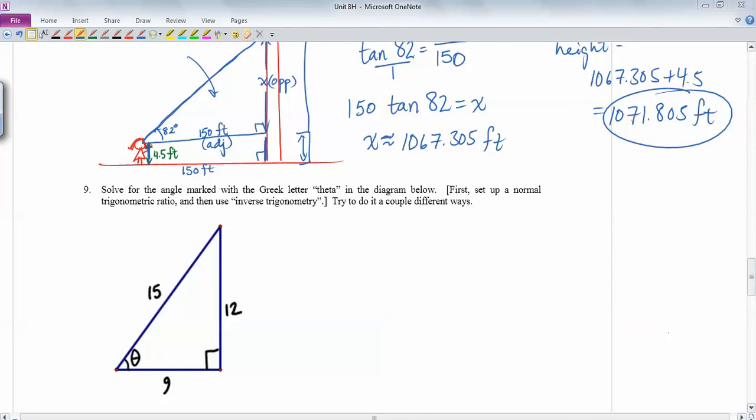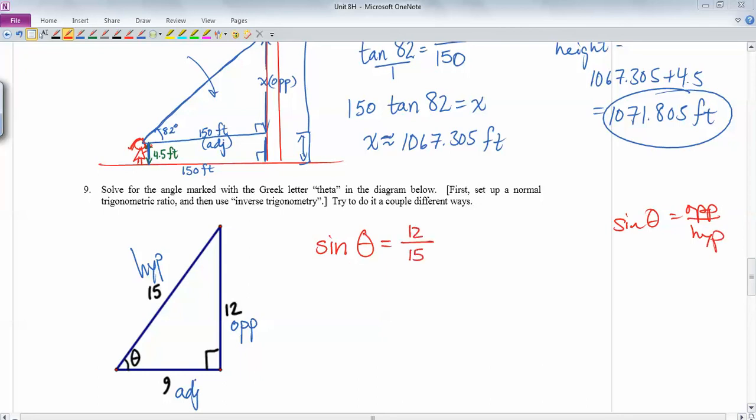So in this one, notice we're missing the angle, but it says just set up a normal trig ratio first. We've got the opposite side, we've got the adjacent 9, and we've got the hypotenuse 15. So if I were to set up sine of my angle, the angle I don't know, well, sine of an angle is opposite over hypotenuse. So the opposite side is 12, the hypotenuse is 15.